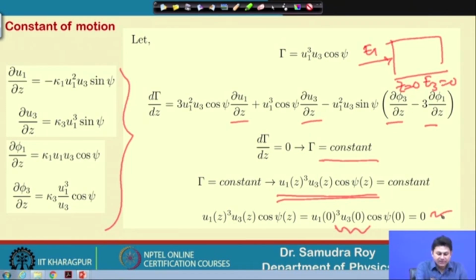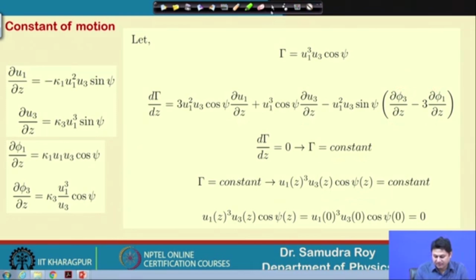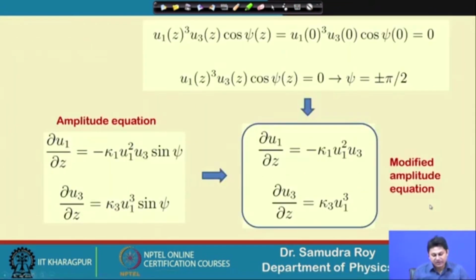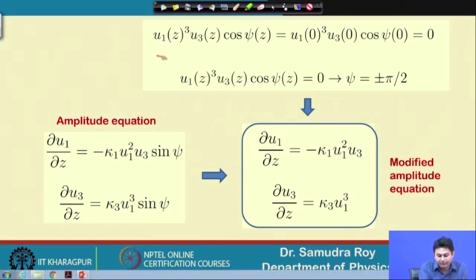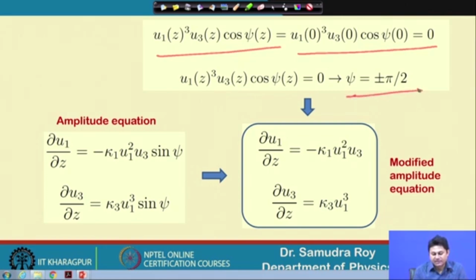So, now we have a very interesting expression. This is exactly the same treatment that we have already done in our second harmonic generation. So, this is the expression that we have, and from here we find that this quantity is 0, while u1 and u3 are changing. So, cos of psi has to be 0, the phase relationship has to be a constant value, and it leads to the fact that psi is equal to plus or minus pi by 2, then only this quantity is equal to 0.